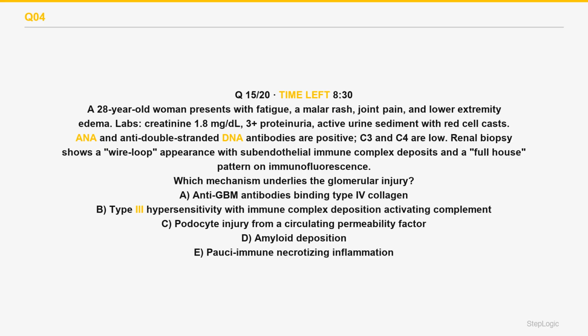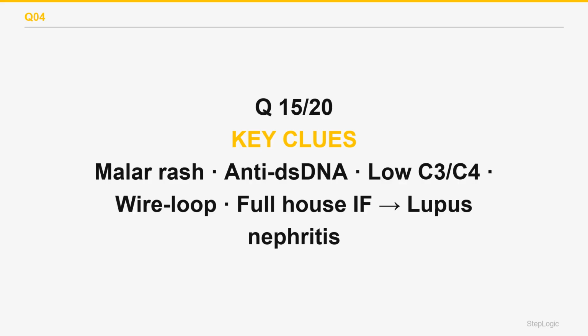Read the command. Mechanism of glomerular injury. Young woman, malar rash, arthralgia, positive ANA and anti-dsDNA, low complement, wire loop lesions, full house immunofluorescence, lupus nephritis. Lupus nephritis is a type 3 hypersensitivity reaction.